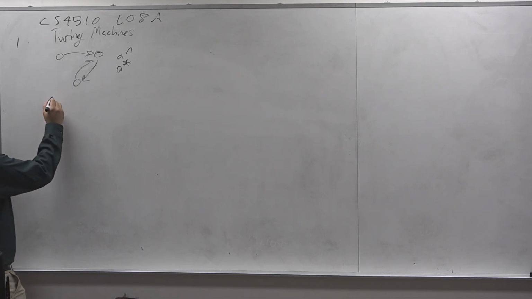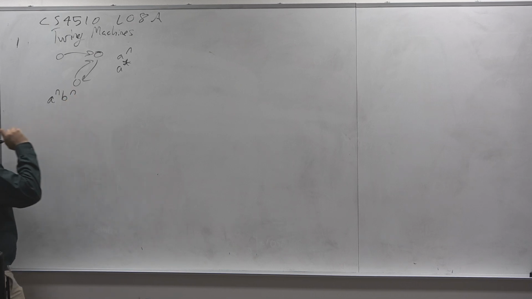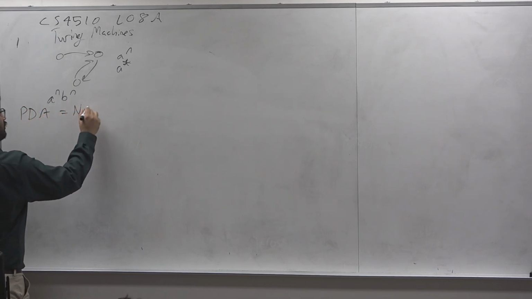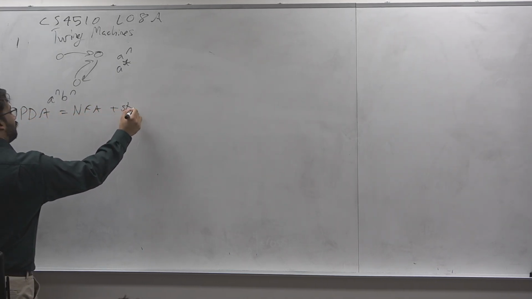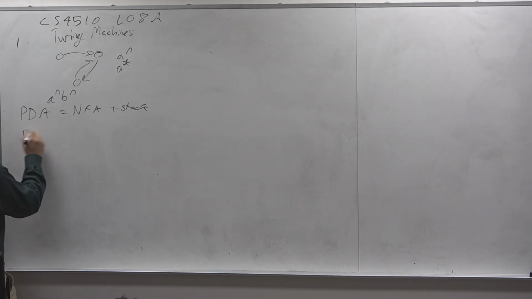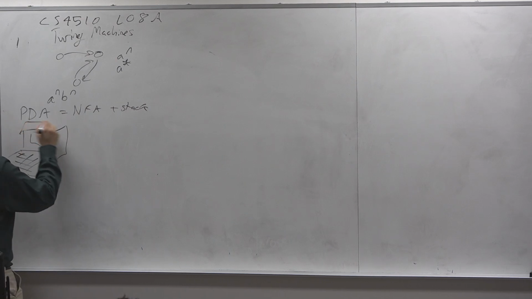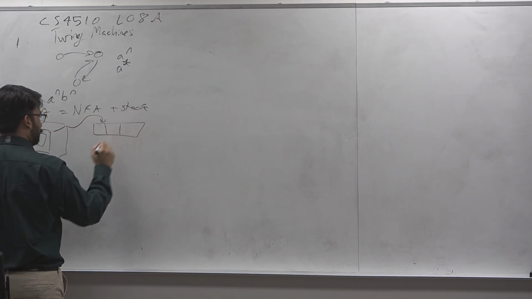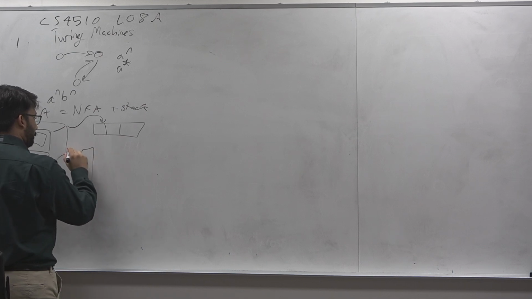So we were able to construct such languages, like A to the N, B to the N, that it could not decide. We took the model, and then we modified it. We constructed a PDA. The PDA, pushdown automata, was really just an NFA plus a stack. And what does the PDA look like? You have your input here, and then you have the stack here.